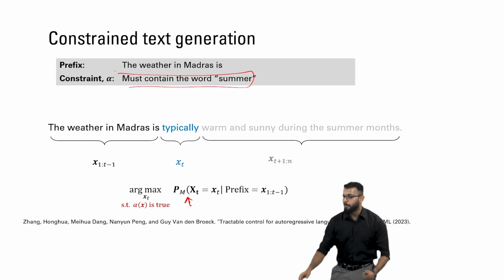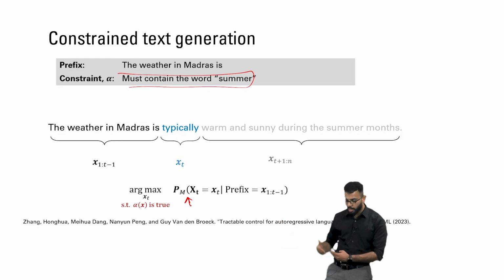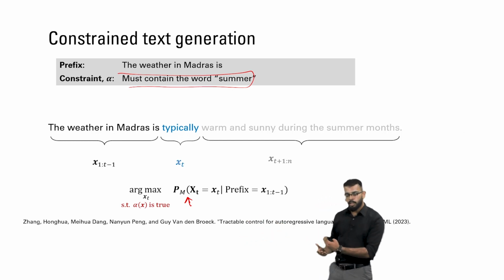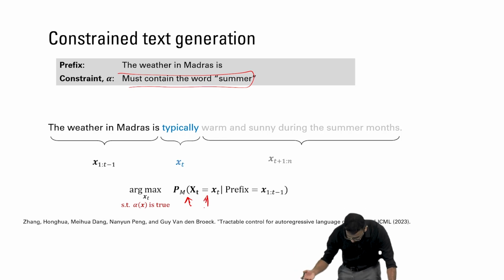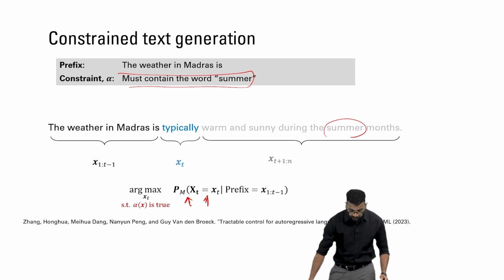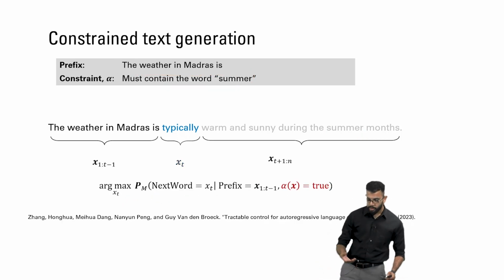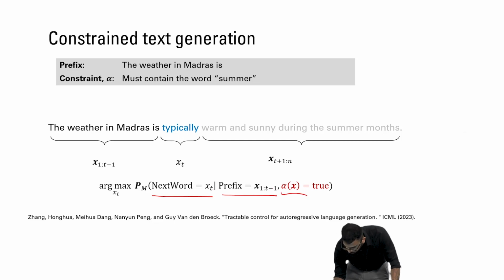So if I were to keep on generating the next sequence of tokens, the word summer would appear somewhere eventually, right? So you have to look ahead into the future to see if generating this particular token here would affect the likelihood of generating the word summer sometime into the future. So this is not very easy to solve, even in the classical formulation. Another way to formulate this is you look at the distribution over the next word given the prefix that you have already generated, but also the constraint that you have, that it must contain the word summer.